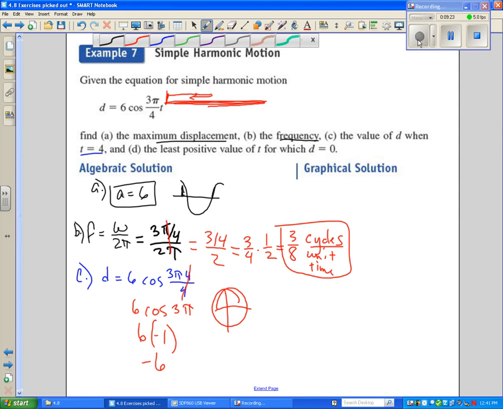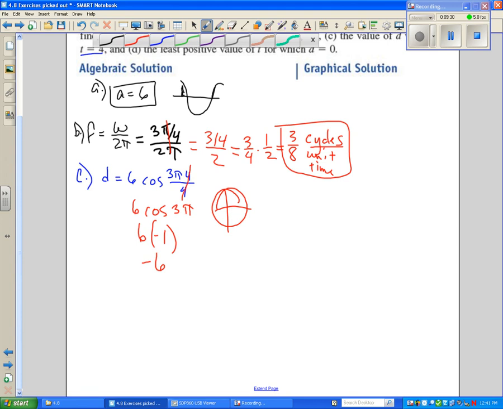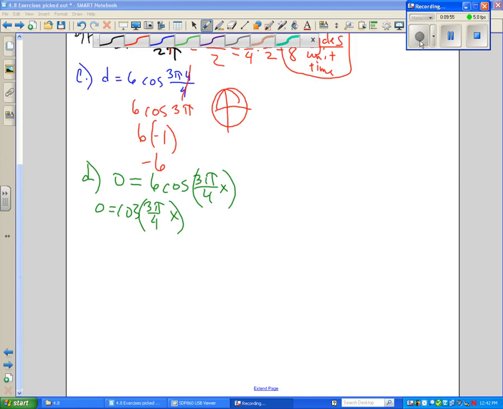All right, the last one is the least positive value of t for which d equals 0. That means if we're doing this algebraically, we would plug in 0 for d. So that would be 0 equal to 6 cosine 3 pi divided by 4 x. If I were to divide by 6, I get cosine 3 pi divided by 4 x equals 0. And we're looking for what angle goes with cosine of 0, because that's where the variable is. That's the same thing as saying 3 pi over 4 times x is equal to the arc cosine or inverse cosine of 0, remembering that inverse cosine has a range of 0 to pi.